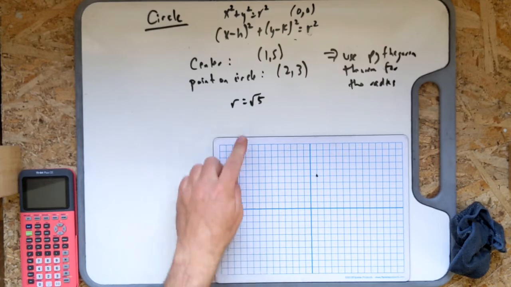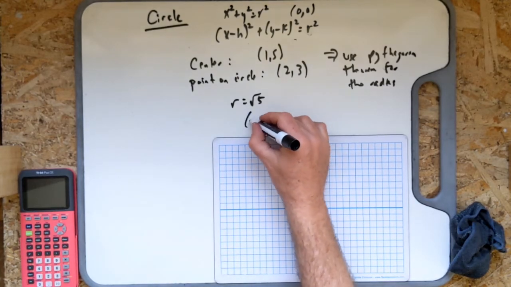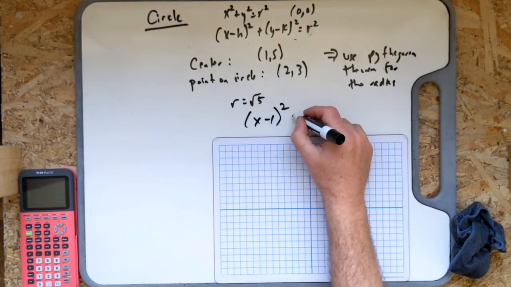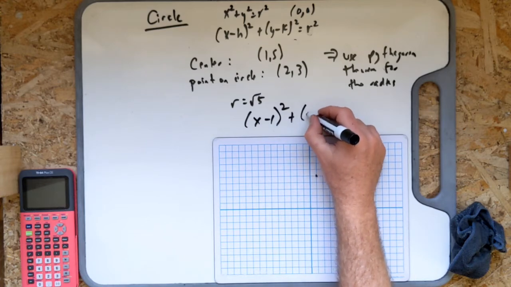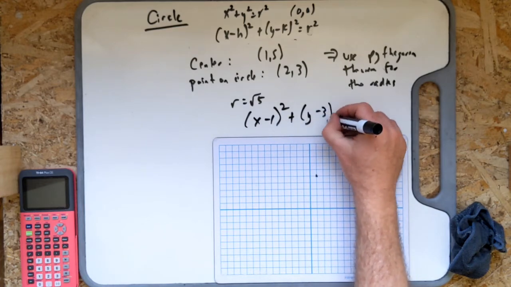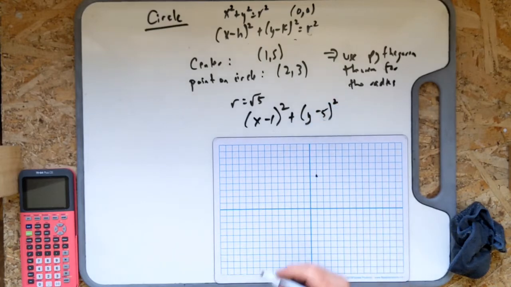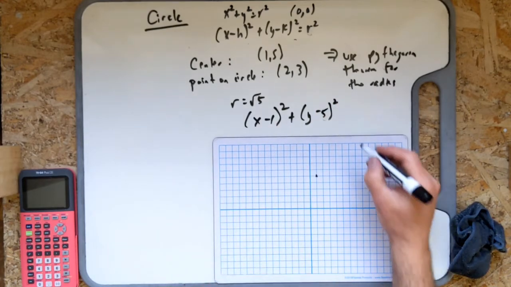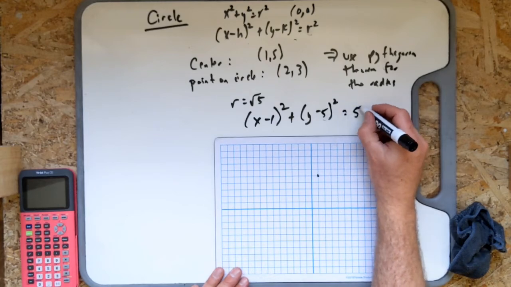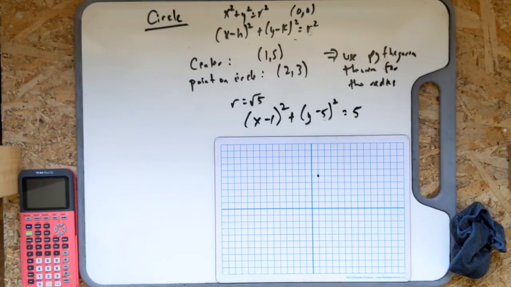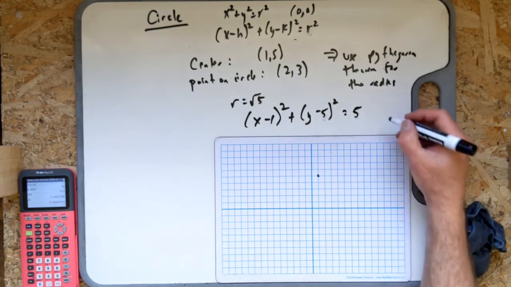Center (1, 5). So the radius is radical 5, which means the equation is (x minus 1) squared plus (y minus 3) squared. Sorry, not 3, 5. My circle's center is (1, 5). And that equals radical 5 squared, which is just 5. And radical 5, just so I can graph it a little easier, is 2.23.